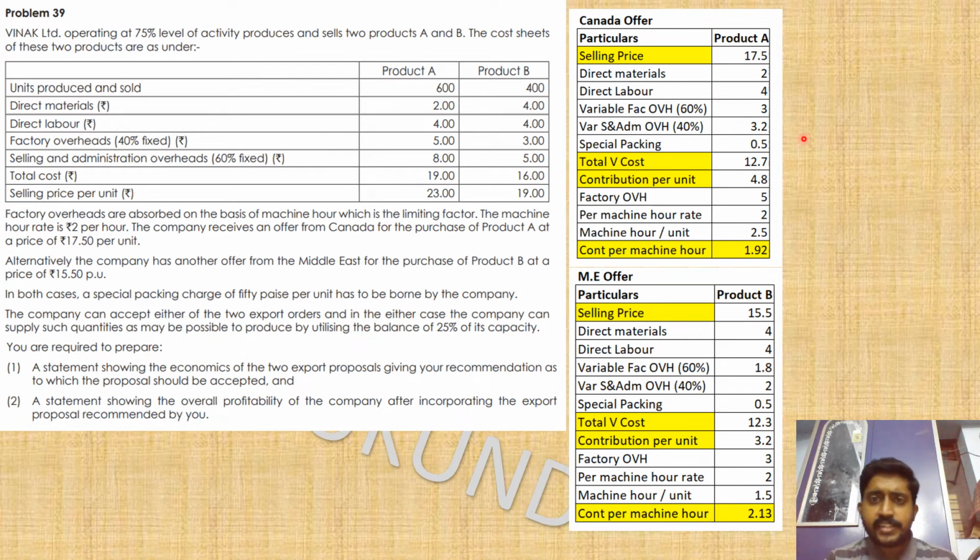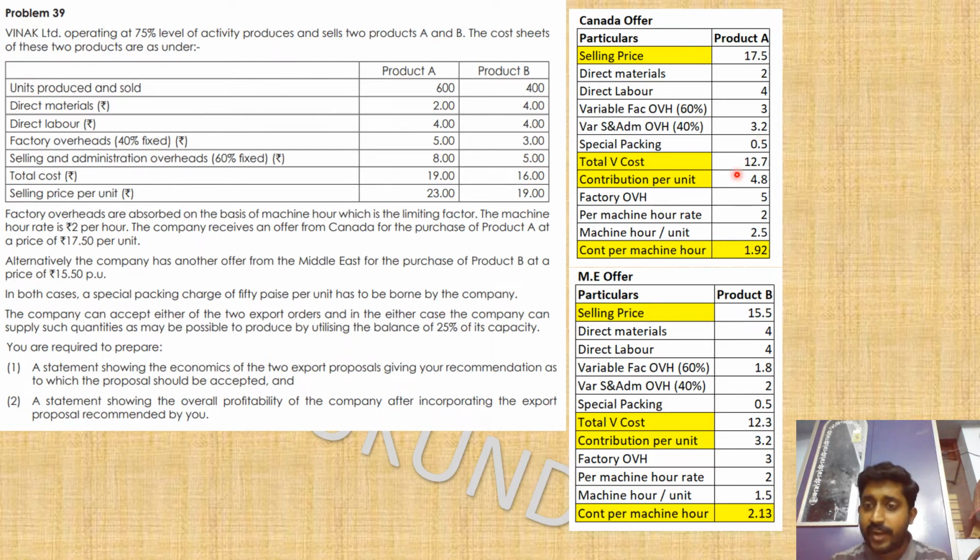So guys, we are analyzing the Canada offer and the Middle East offer. So the Canada offer we have got for 17.5 rupees, and we have got from Canada for product A, and put all the costings of product A. Please don't miss the special packing 50 paise which is given in the question. For Canada and Middle East, we have got an additional cost of 50 paise per unit. So that has to be added. That is for the special packing. So the total variable cost is increased by 50 paise. So the total contribution can be found.